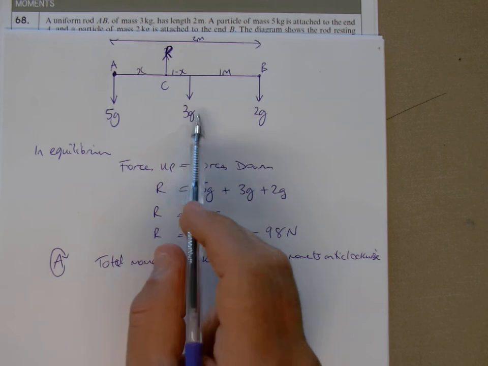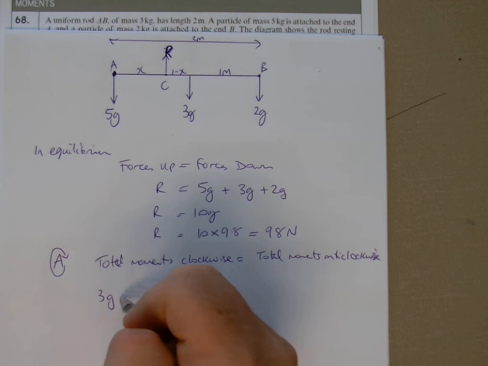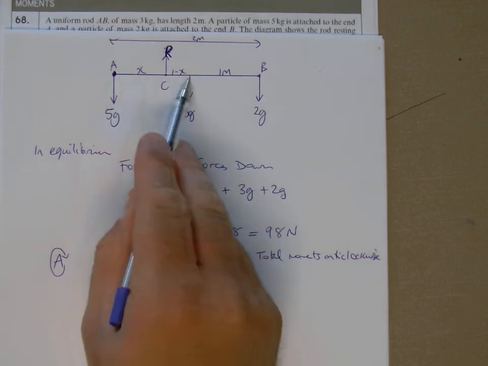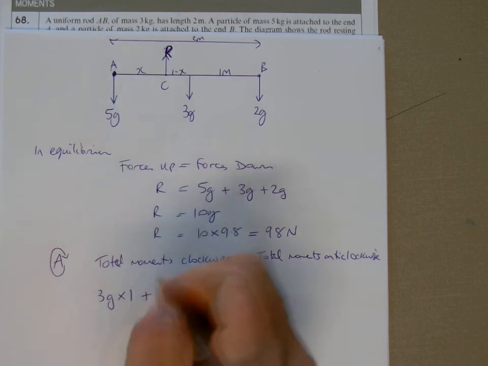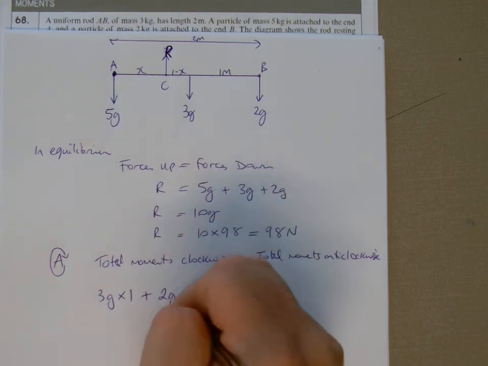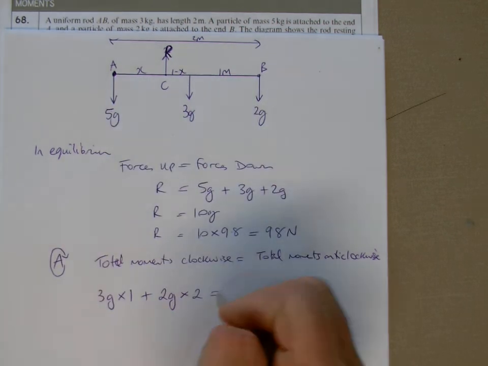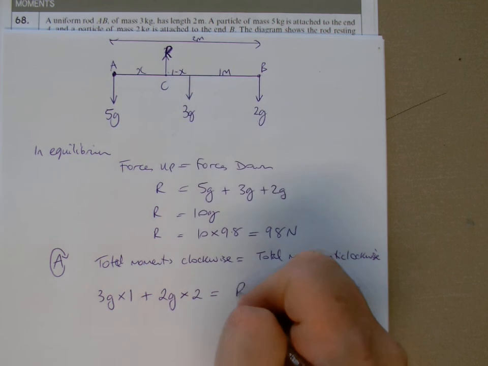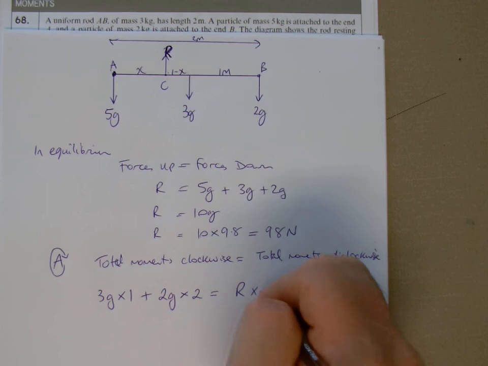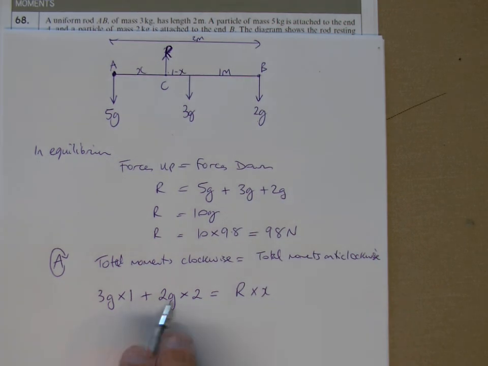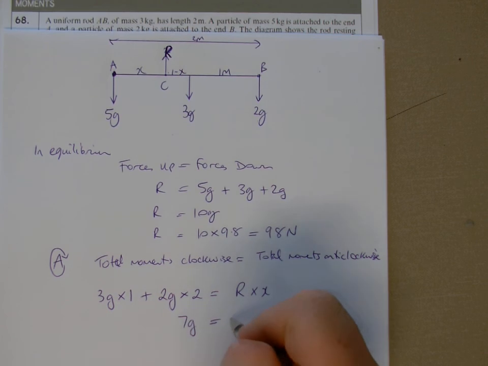So let's do the moments of this force here, 3G. Force times the perpendicular distance, and the distance from 3G to A, remember that's the center of the rod, so to A it'll be 1. Plus then 2G, and to the center of the rod that would be 2. And that will equal the reaction, the anti-clockwise moment, times the distance, which is X. So if I work that out, that's 3G plus 4G, so that's 7G equals R times X.